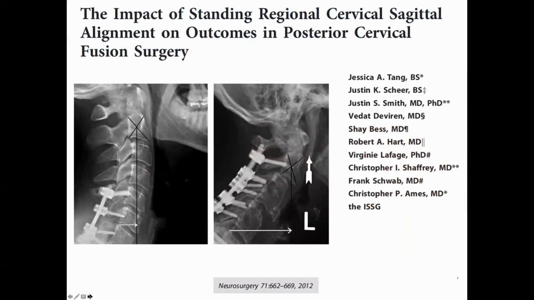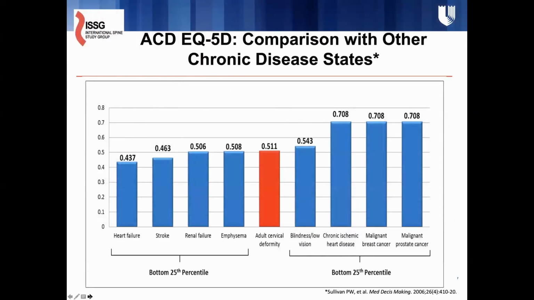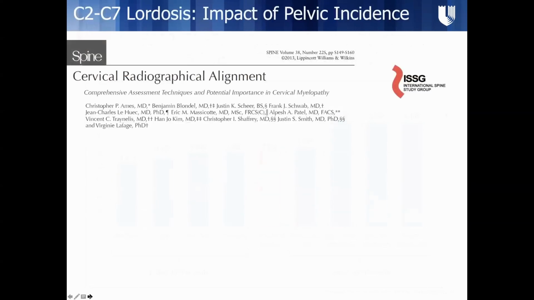This wonderful study led by Chris Ames shows a very high correlation between the increasing C2-C7 SVA showing cervical malalignment and the impact on disability. And as adults become progressively more disabled, as the cervical spine becomes more deformed.